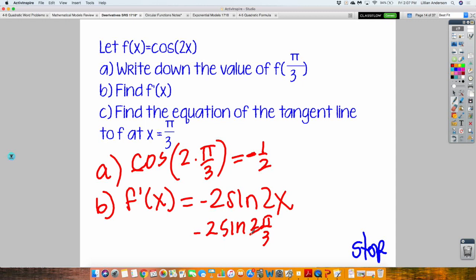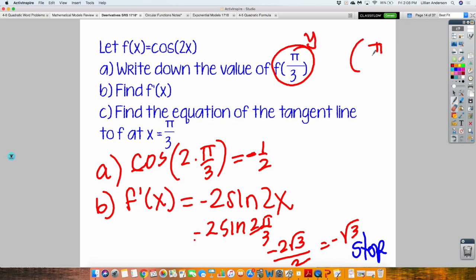Positive or negative? Should be negative because we got that negative on the outside. And sine in the second quadrant is positive. So my slope is negative 2 root 3 over 2, and they reduce to just negative square root of 3. So I have my slope, and I actually have my point too. When I found this right here, I was finding the y coordinate of my point. So I now have pi over 3, negative 1/2.